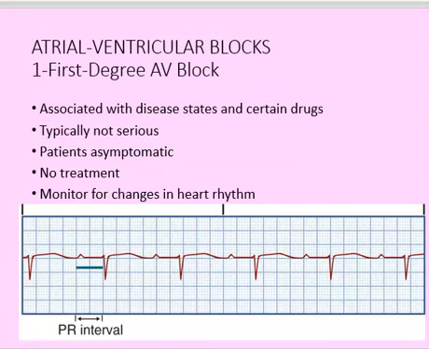Okay, we're going to take now a look at first-degree AV block. This is disease states again, or some drugs. Typically, this one is not real serious. Patients are usually asymptomatic. There is no treatment for it unless they are symptomatic, but monitor it. So what does it mean? It means there's a P wave for every QRS, right? But look how long that PR interval is. It's greater than 0.20 seconds. Are they symptomatic? We may have to speed them up. If they're asymptomatic, we'll just watch them, but we don't want this to deteriorate into a more severe rhythm, okay?